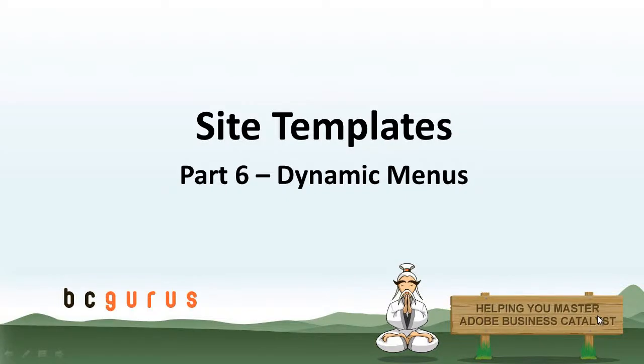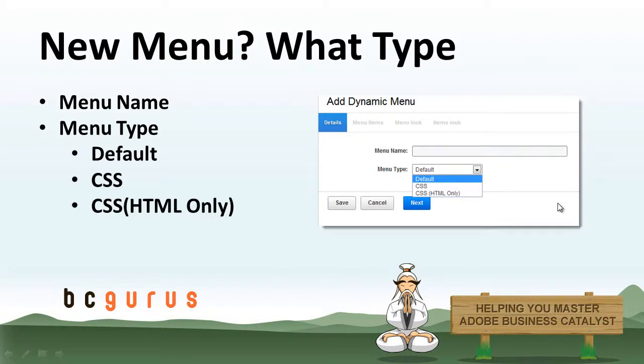In part 6 of our site template series, we're going to go over the dynamic menus. So the first thing to do when creating a dynamic menu is to create the menu. But when you're done filling in the menu name, you're kind of confronted with a decision. And this decision could really affect the outcome of your website. So let's go ahead and take a look at what these menu types are all about.